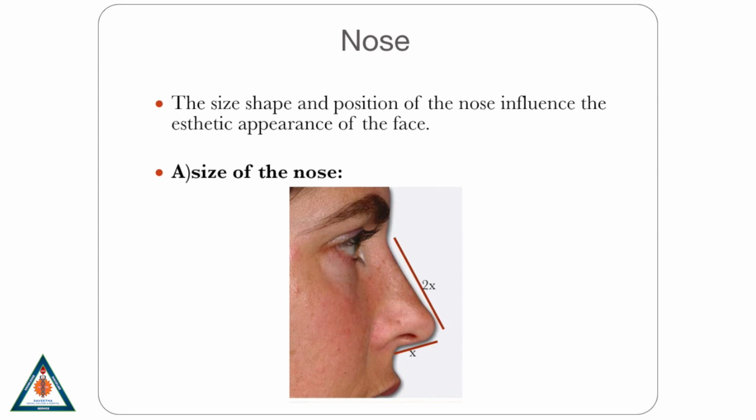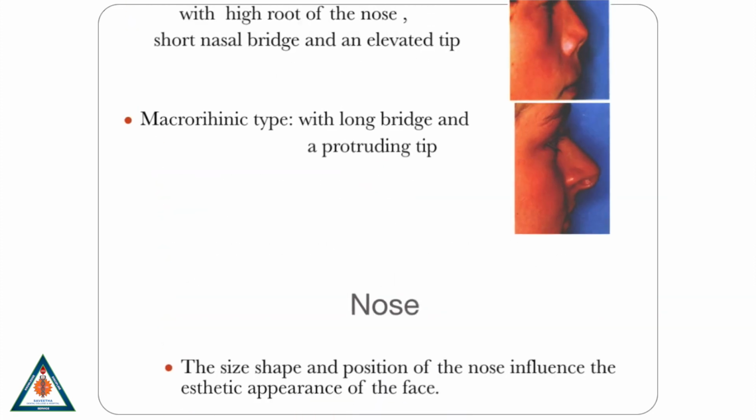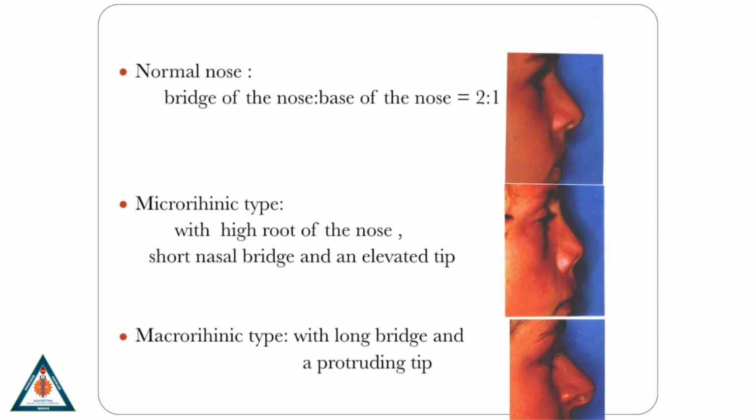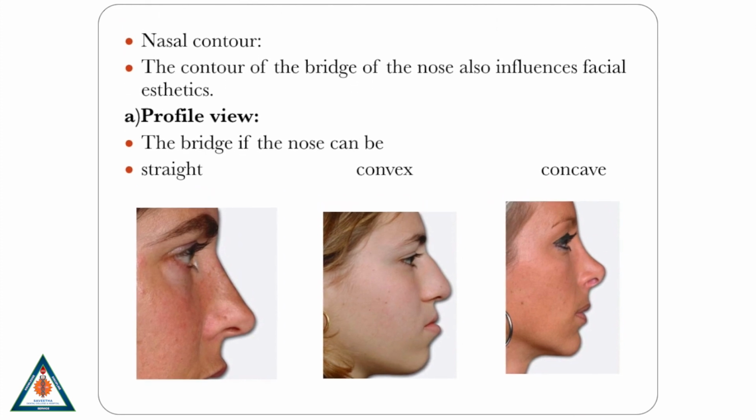Nose. The size of the nose and position of the nose influence the aesthetic appearance of the face. Size of the nose. The length of the nose is twice the width of the nose. The nose again can be classified as a normal nose, microrhinic nose, and a macrorhinic nose. In a normal nose, the ratio between the bridge and the base of the nose is 2:1. A microrhinic type of nose has a short nasal bridge and an elevated tip, whereas the macrorhinic nose has a long bridge and a protruding tip. Nasal contour. Based on the contour of the bridge, the nose can be divided into straight, convex, and concave.